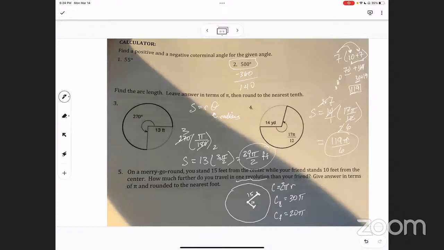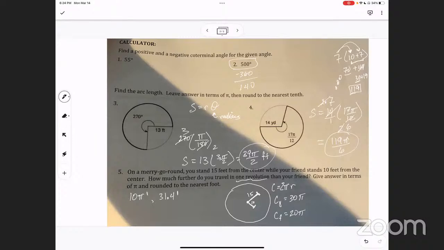Give answers in terms of pi and rounded to the nearest foot. So they want 2 answers. How much further do you travel? You travel 10 pi more, which is 3.14 times 10, so 31.4 feet. I don't even need a calculator. So 31 feet or 10 pi feet.